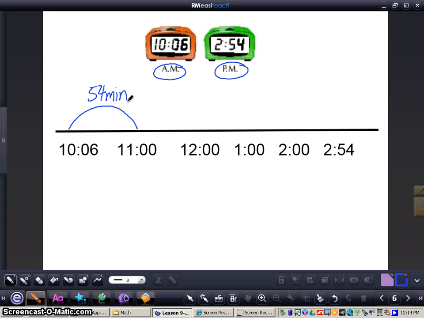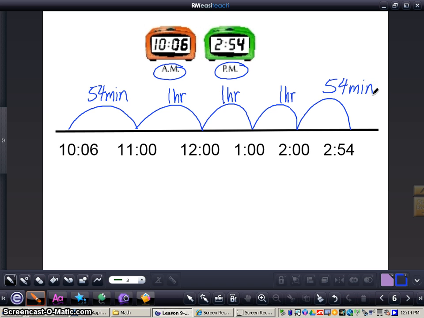11 o'clock to 12 o'clock, that's 1 hour. 12 o'clock to 1 o'clock, that's another hour. 1 o'clock to 2 o'clock, that is another hour. And then 2 o'clock to 2:54, pretty simple there. That would be another 54 minutes.